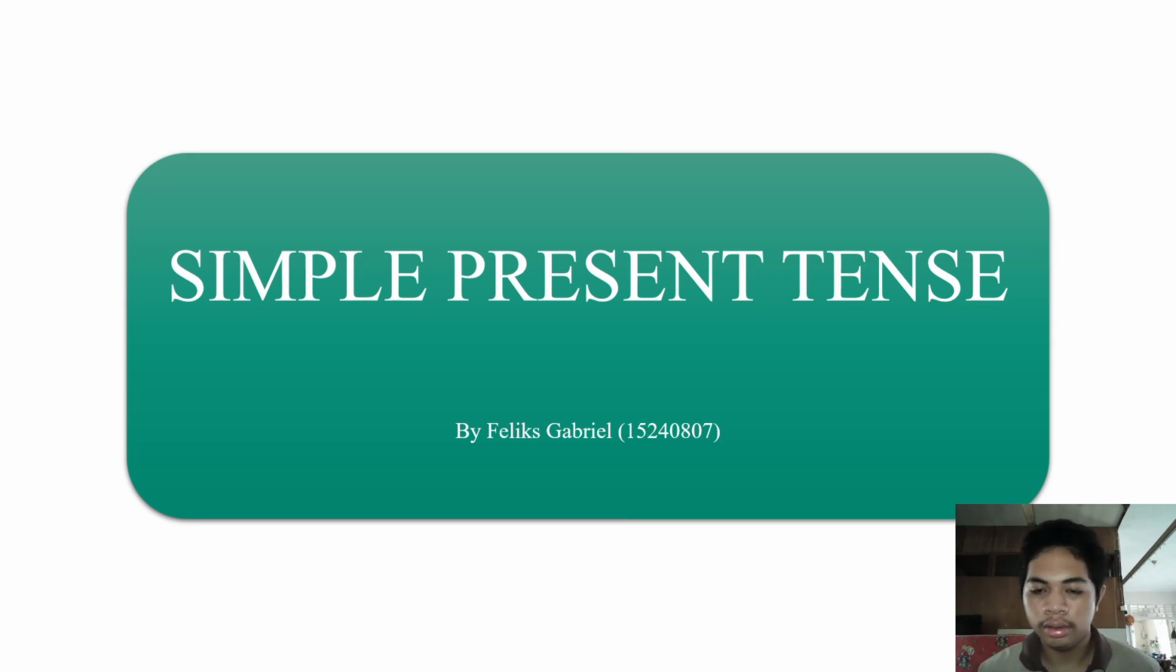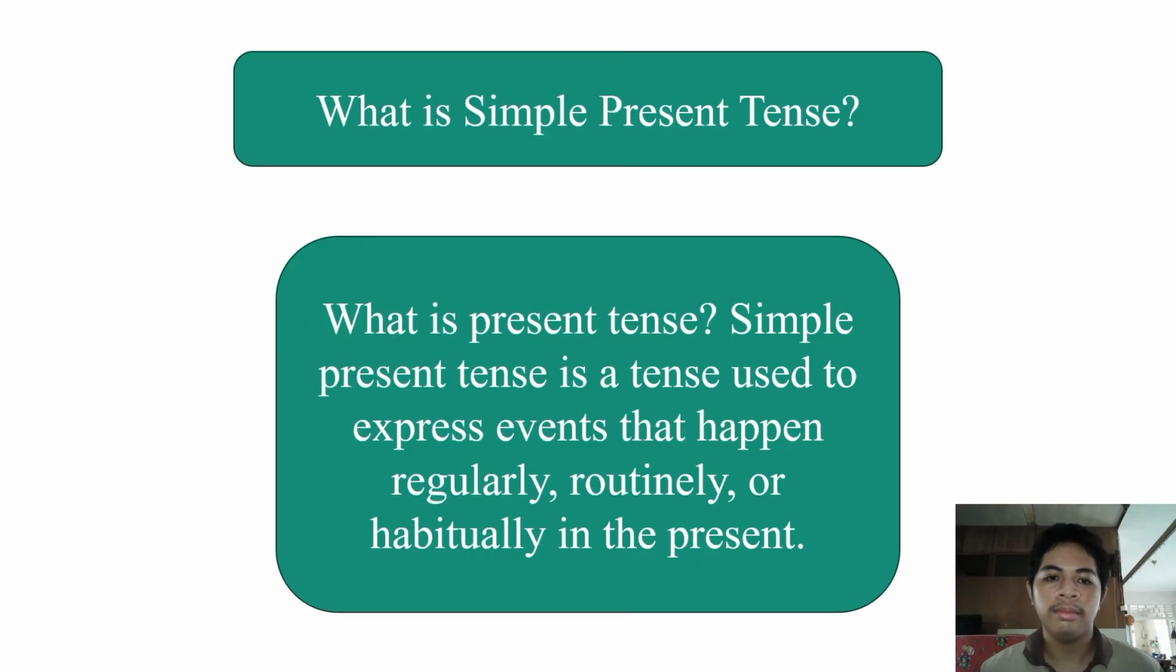What is simple present tense? Simple present tense is a tense used to express events that happen regularly, routinely, or habitually in the present.